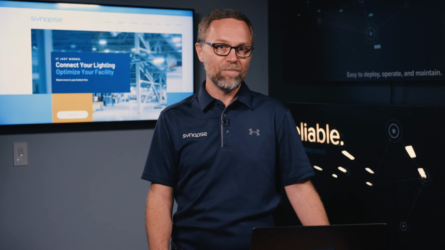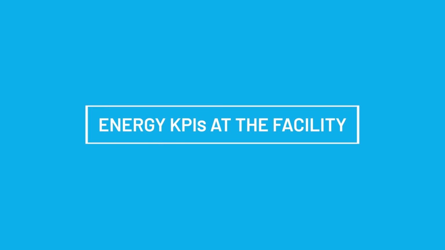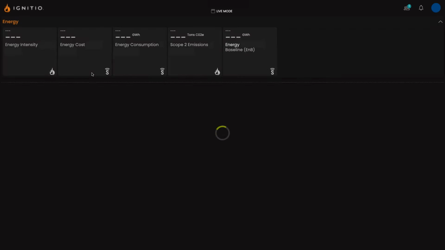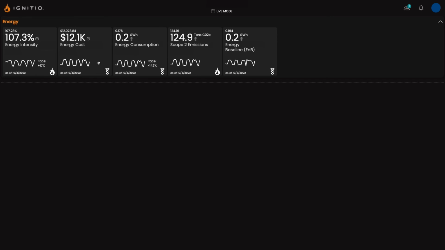Let's dive into a bit more detail. Once again, I'll start at the portal and select Facility KPIs. On this dashboard, you have a quick overview of how the facility is performing with respect to a few key metrics. You can see how the facility is tracking against KPIs such as energy cost, energy consumption, or even energy intensity.